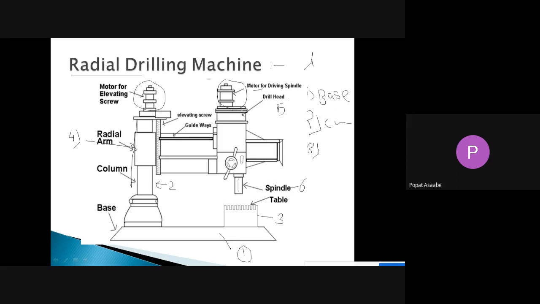And inside this drilling head, all the power transmission and driving mechanism is also present. And on this bed, or base, we have mounted one table.